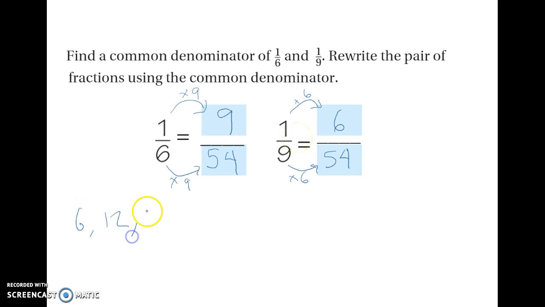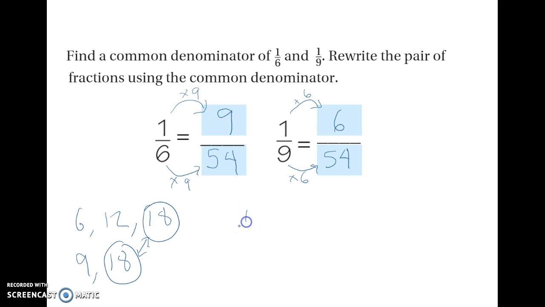But it turns out that if I was just to list out the multiples of each of these, 6, 12, 18, and then the multiples of 9, 9, 18, it turns out there is a much smaller common denominator. If I really stopped and thought about 6 and 9, I would have gotten that right away, hopefully.